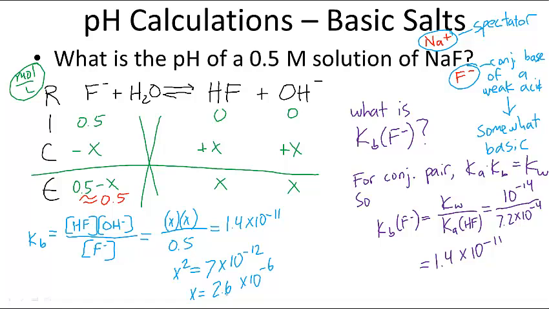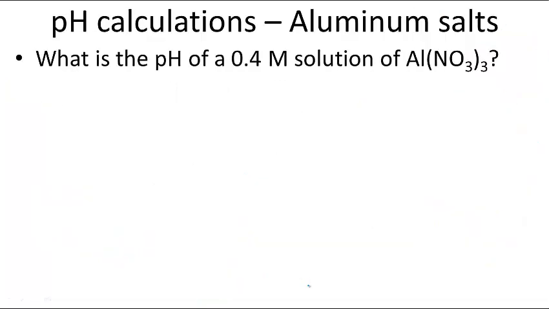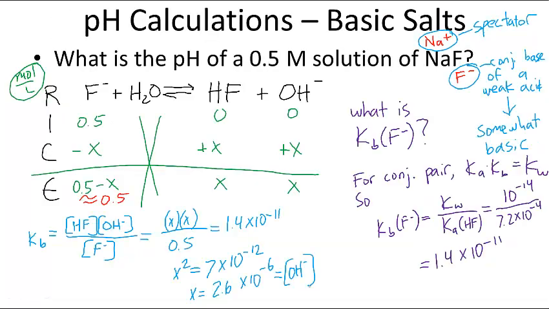That x represents what? Concentration of OH minus. All right, now that I have the concentration of OH minus, how am I going to get to pH? First, find the pOH, and then subtract from 14. Oh, I didn't leave myself enough room. Sorry, guys. So the pOH is going to be 5.6.